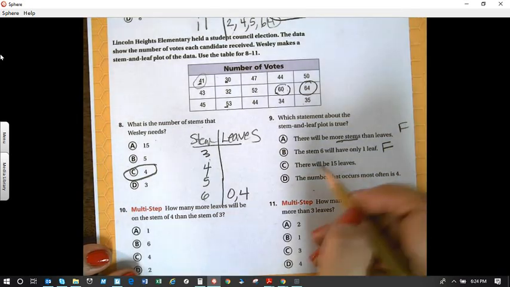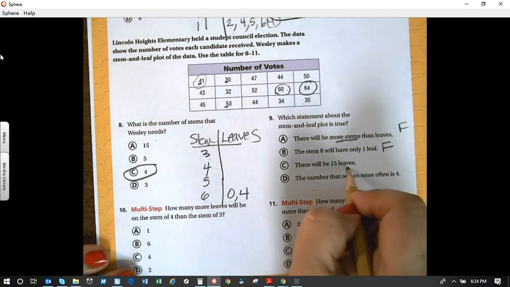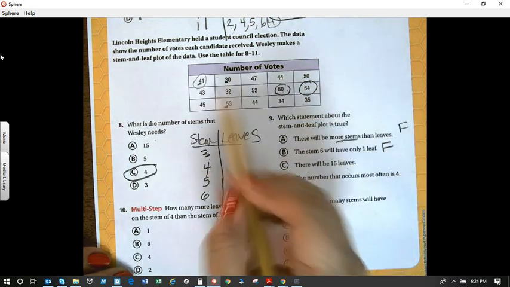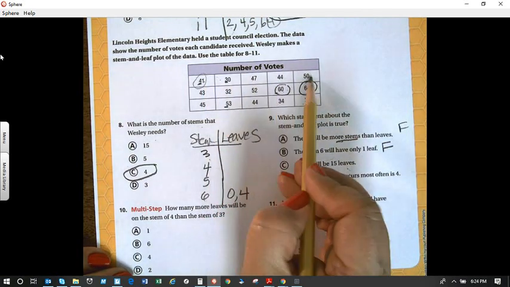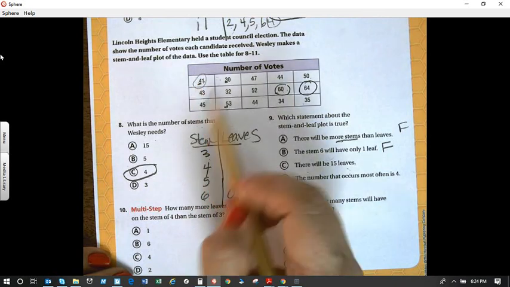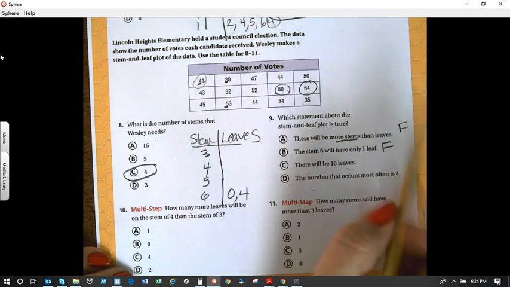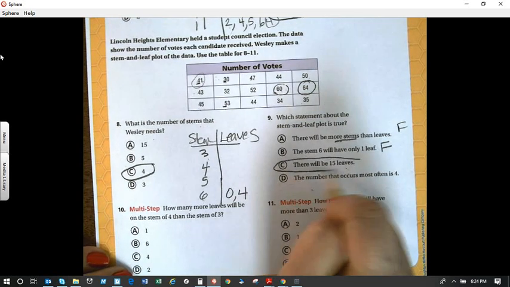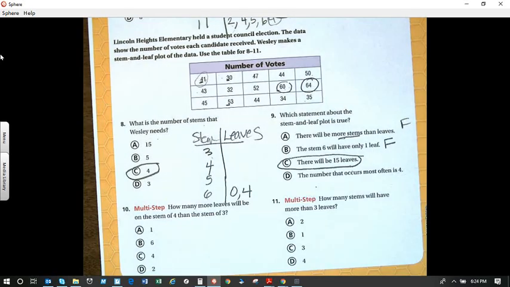There will be 15 leaves in all. Okay, well, 1, 2, 3, 4, 5. 1, 2, 3. So 5 times 3, groups of 5, 5, 10, 15. 15, that's absolutely right, because I have 15 numbers. So there's going to be a total of 15 leaves.